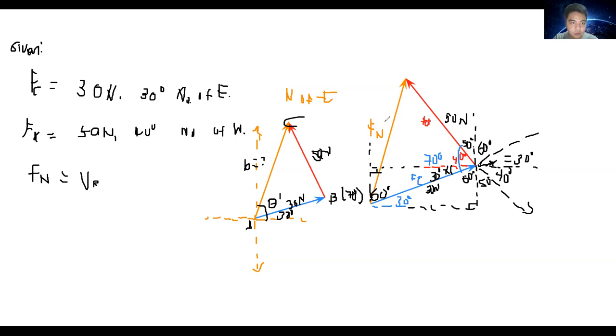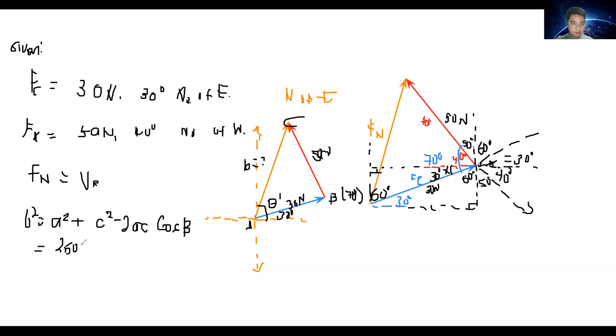Okay. So we'll be using the cosine law: B squared equals A squared plus C squared minus 2AC cosine B. Yan ang ating formula, no? Now what is A squared? The A squared is 50 newtons squared. Alisin na natin yung symbol para hindi tayo malito. So, what is 50 squared? That is 2,500.